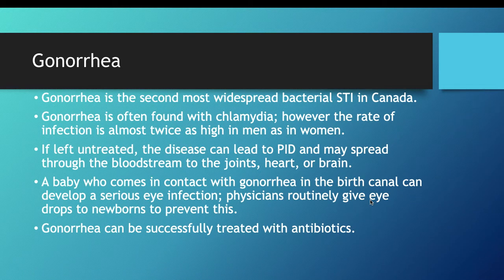Gonorrhea is the second most widespread STI in Canada. It's often found with chlamydia, however, the rate of infection is almost twice as high in men as in women. If left untreated, the disease can lead to pelvic inflammatory disease as well, and may spread through the bloodstream to the joints, heart, and brain. A baby who comes in contact with gonorrhea in the birth canal can develop a serious eye infection. Physicians routinely give eye drops to newborns to prevent this. And gonorrhea can be successfully treated with antibiotics as well.